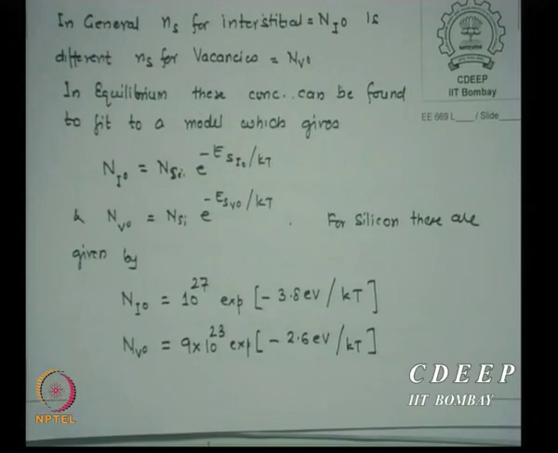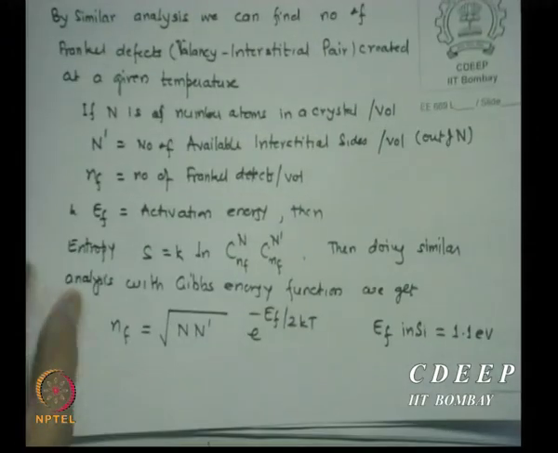If it is vacancies, it is Nv0, and we derived an expression in which Ni0 is 10 to the power 27 times this Nv0. This is all that we did last time. Today we start with something more about it.